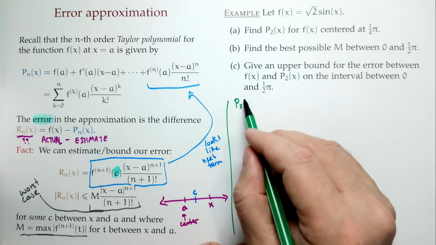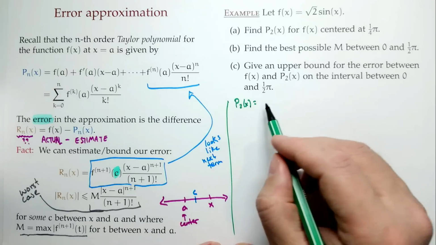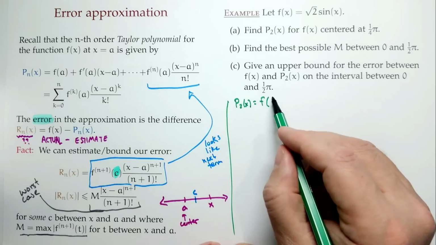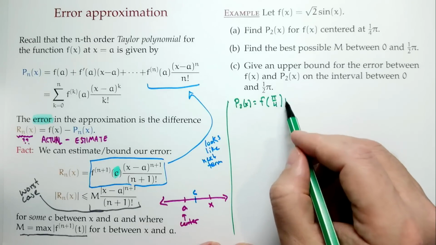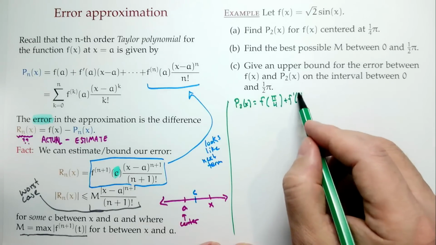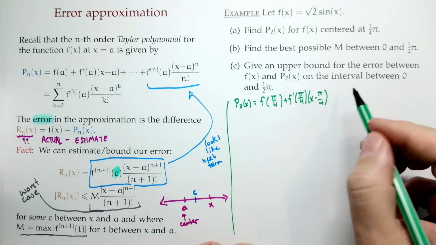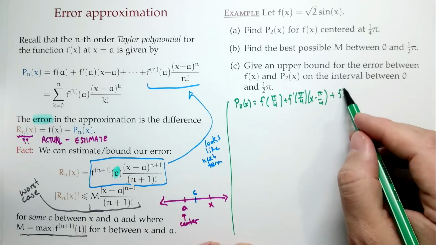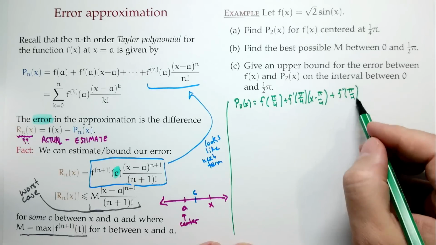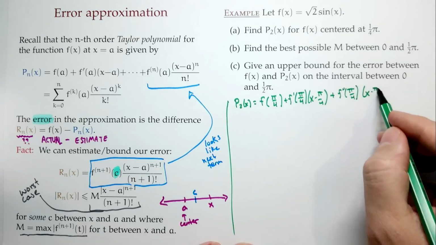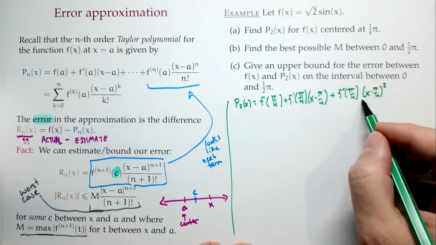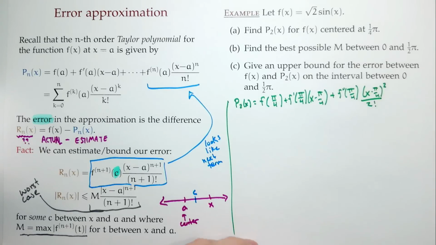Well, P2 of x in particular, that's going to be the function at pi over 4, plus f prime, the derivative of the function at pi over 4, times x minus pi over 4, plus the second derivative at pi over 4, times x minus pi over 4 squared, divided by 2 factorial.